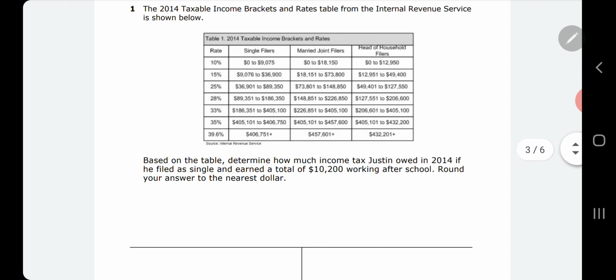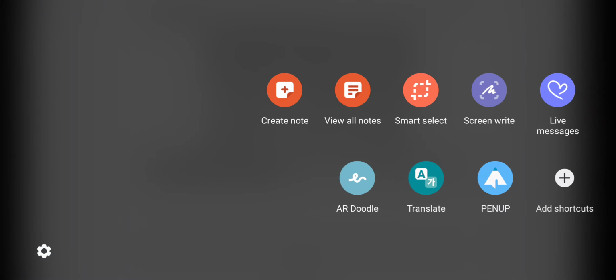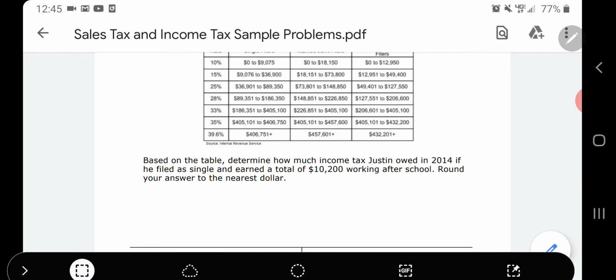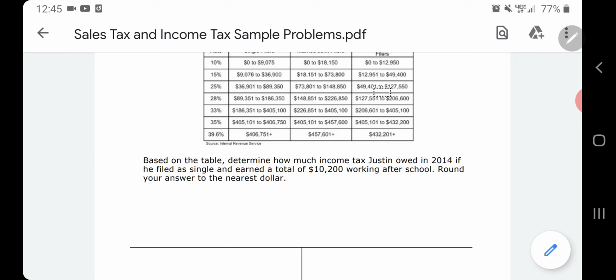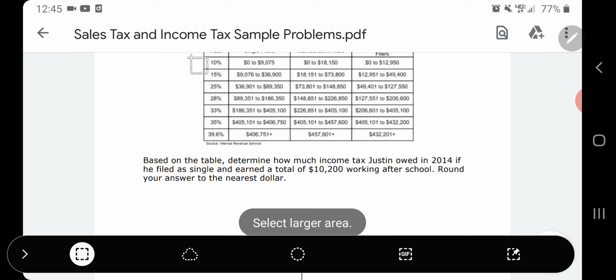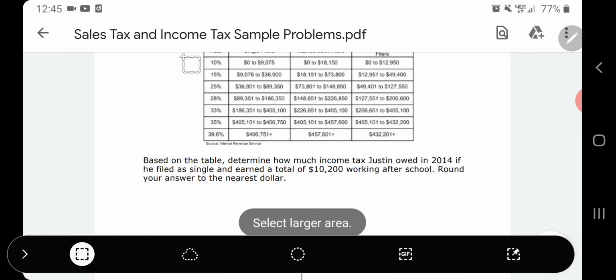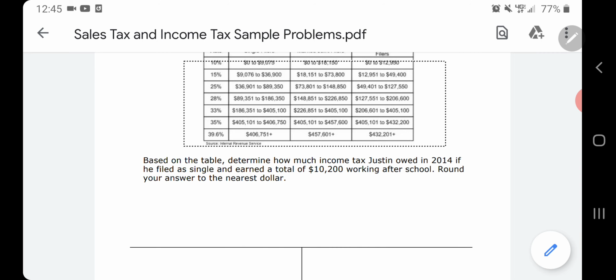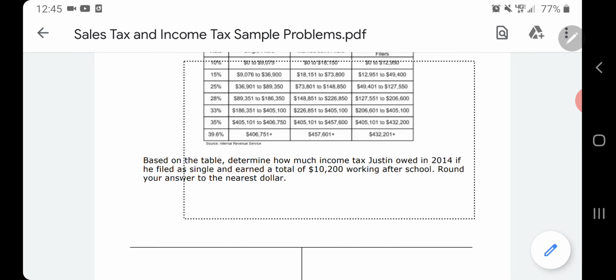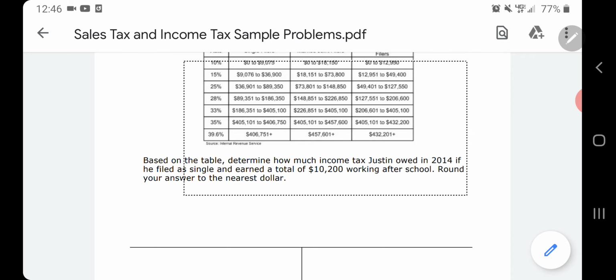Let's do some math here. Well, I think all I need is the table. Make sure I grab it. One second, guys. Boom. I think that's what I need, just the numbers.